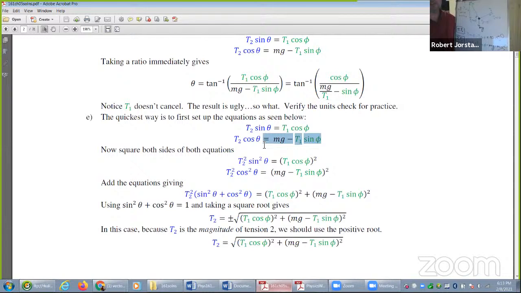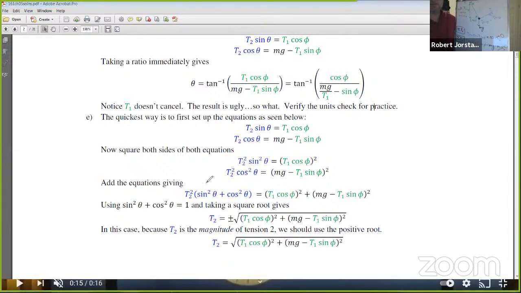You set up the equations the same way, right? You isolate the unknown terms, then you square them. Now, if you square one side, you've got to square both sides. It's big, it's ugly, so what? After you square both sides, you can add them together. When you add them together, you get sine squared plus cosine squared, which is equal to 1. And so you get T squared, right? This drops out. You could take the square root of both sides.